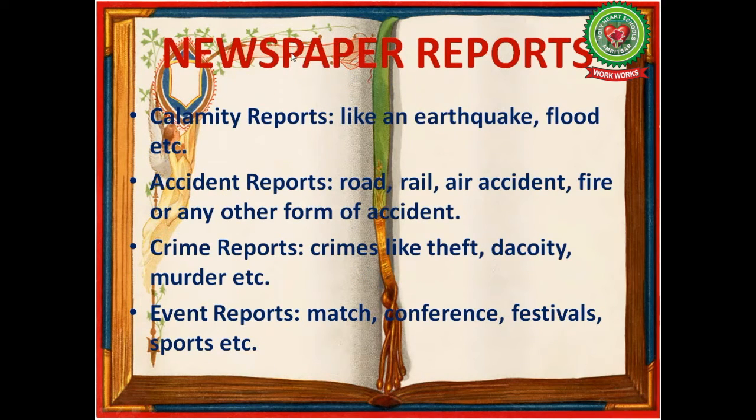Let us first of all discuss what is a newspaper report, or what are the types of newspaper reports which can be asked in the question paper. Number one, calamity reports. You can be asked to report an earthquake or a flood that has recently occurred. You may be asked to give an accident report. It can be a road accident, a rail accident, air accident, fire accident or any other form of accident.